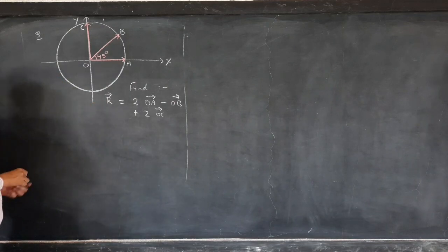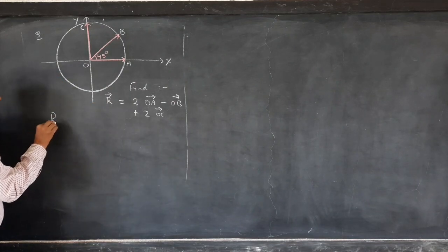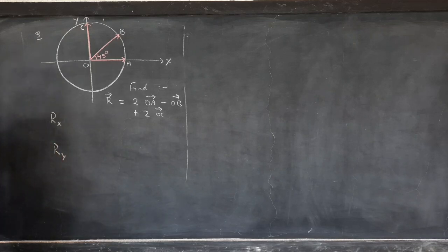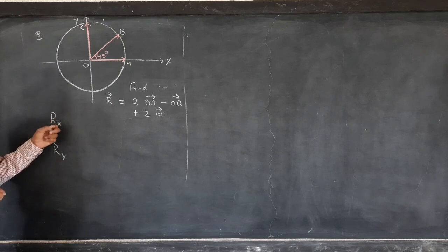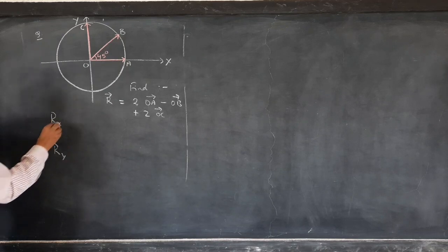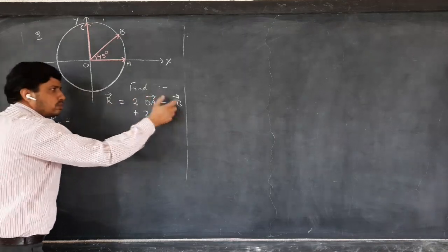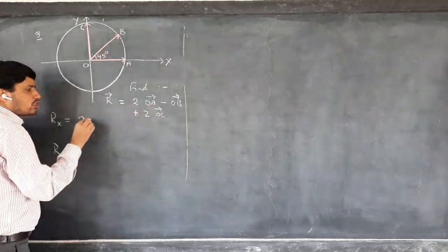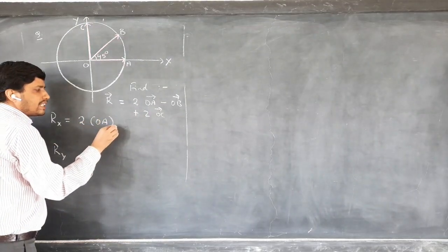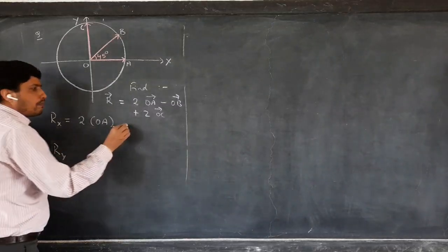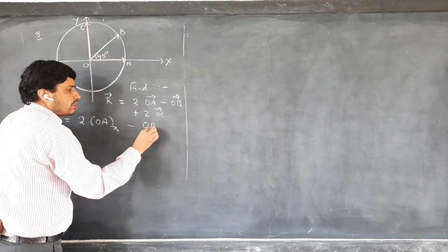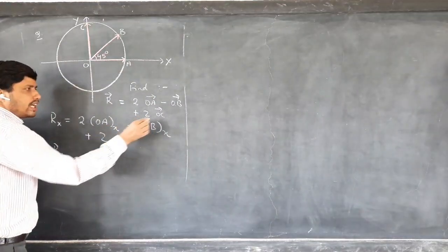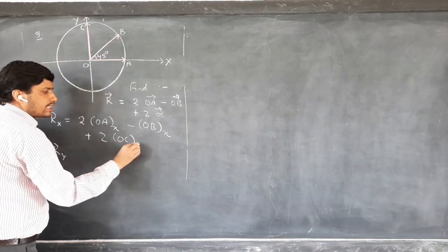If R vector is equal to this much, the x component of R vector we'll find first, then we shall find y component of R vector, and then we will use R vector is equal to Rx i cap plus Ry j cap. Now the x component of R vector, looking into this equation, you have to write. It will be twice of x component of OA vector, I write as OAX, minus x component of OB vector, OBX, plus twice of x component of OC vector, OCX.